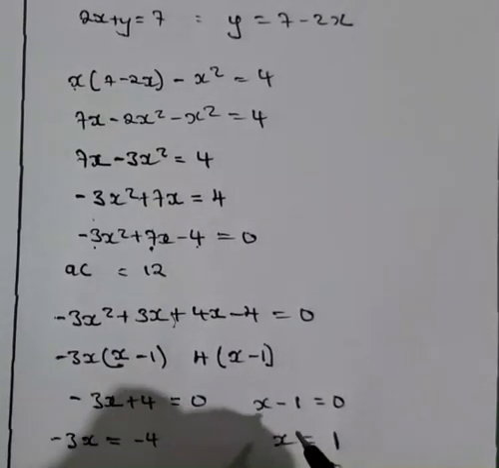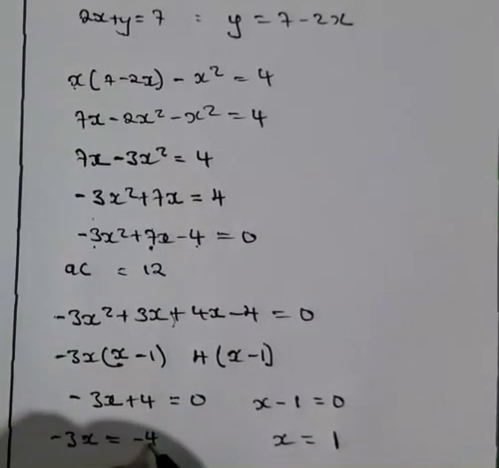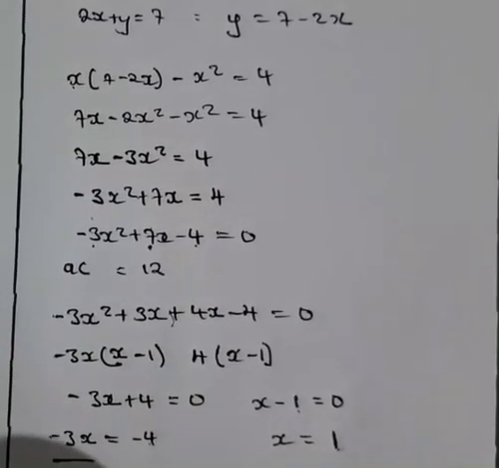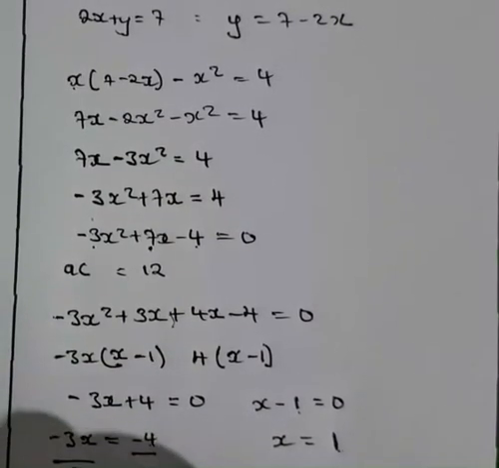Even here, we just moved this one to the other side. This one was positive, it became negative. This one was negative, it became positive here. So from here, we just divide by negative 3, even here by negative 3, so that this one and this one will cancel out.